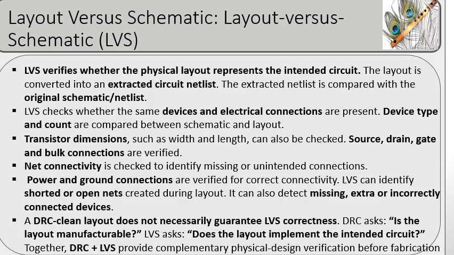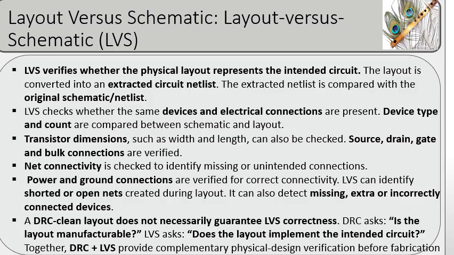After confirming that the layout follows the manufacturing design rules through DRC, the next important question is whether the layout actually represents the intended circuit. This is the purpose of layout versus schematic, or LVS. The physical layout is first converted into an extracted circuit netlist, which is then compared with the original schematic or reference netlist. LVS checks the presence and type of devices, their connectivity, transistor dimensions where applicable, and important power and ground connections. It can identify problems such as missing devices, extra devices, open connections, or unintended shorts.